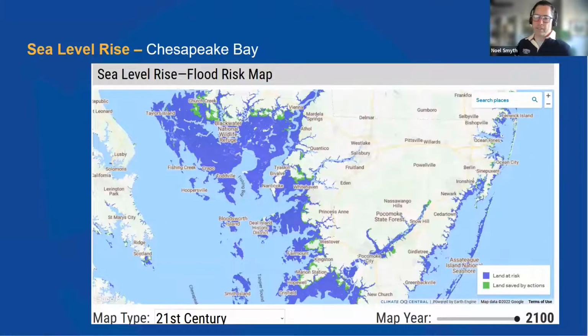And the Chesapeake Bay is also severely impacted in the year 2100. You can see a lot of the low-lying areas, and some of the islands, are impacted pretty heavily as well through the year 2100.